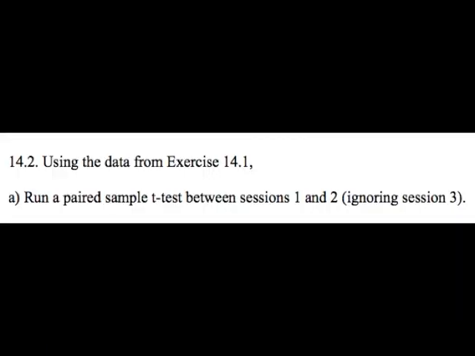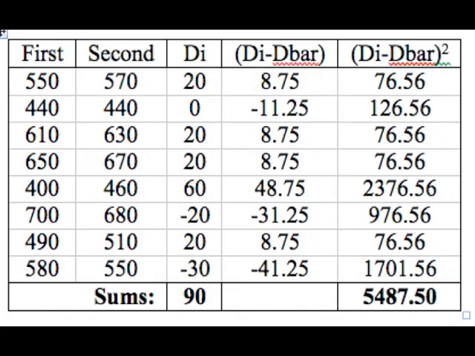Okay, so question 14.2 is asking us to run a paired samples t-test between sessions 1 and 2 of exercise 14.1, ignoring session 3. So what I've done is make a table with the first and second exam scores for all 8 subjects in the first 2 columns. And then I made a column of the difference scores between the first and second tests. And I took the average, the mean for that, which was 11.25.